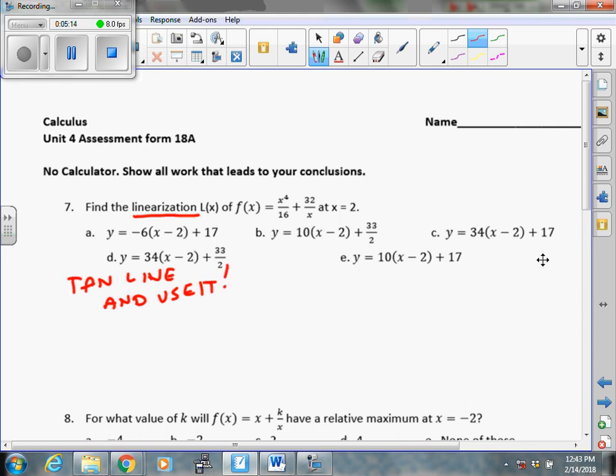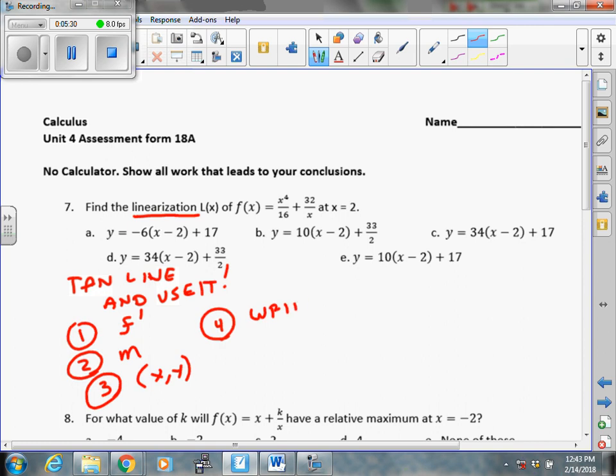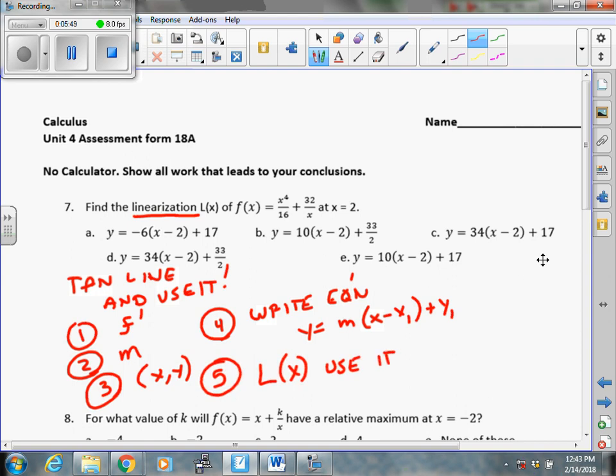So step by step, 1, find the derivative. 2, find your slope. 3, you need a point. 4, write the equation. And your equation is a line, so y equals m(x minus x1) plus y1. And the x1 and y1 are your point, m is your slope. And the last thing is 5, use it. In other words, plug in the x they give you and use it.